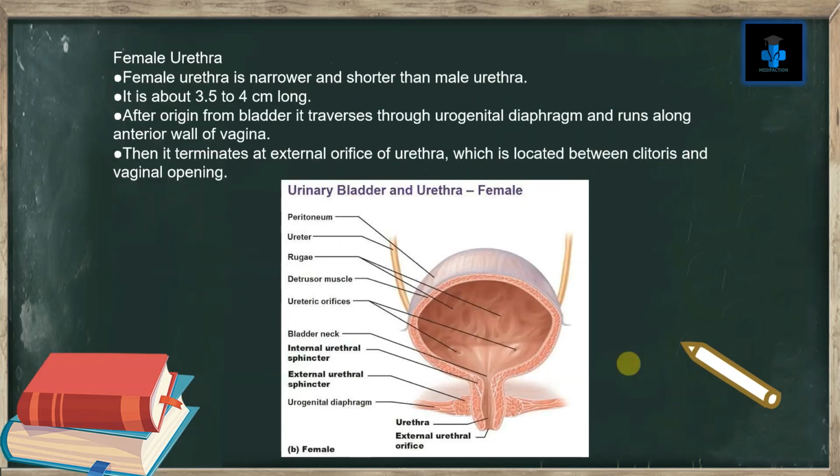Now let's move on to the female urethra. It is narrower and shorter than the male urethra. It is about 3.5 to 4 cm long. After origin from the bladder, it traverses through the urogenital diaphragm and runs along the anterior wall of the vagina. Then it terminates at the external orifice of the urethra, which is located between the clitoris and vaginal opening.